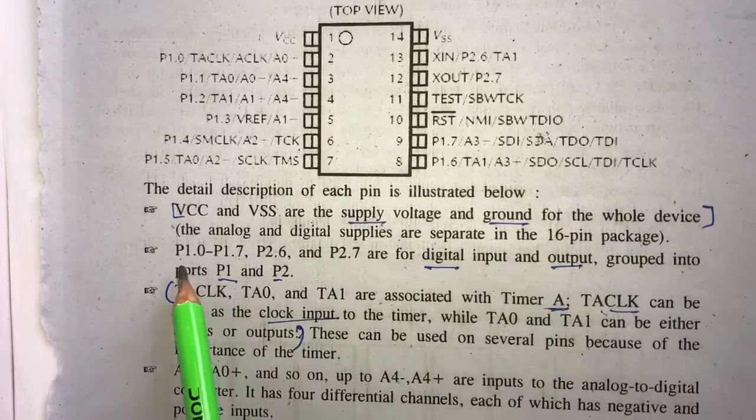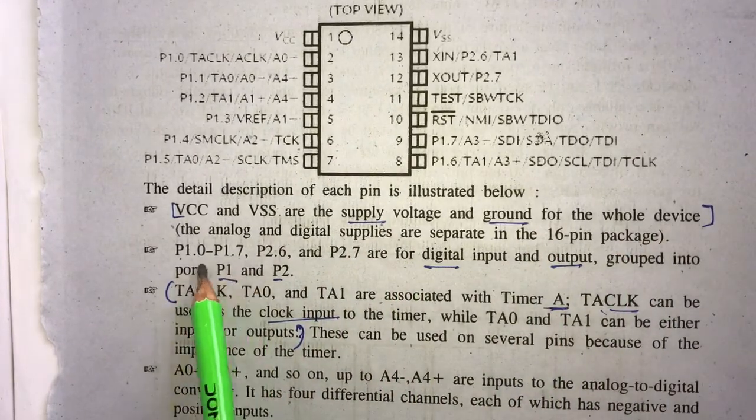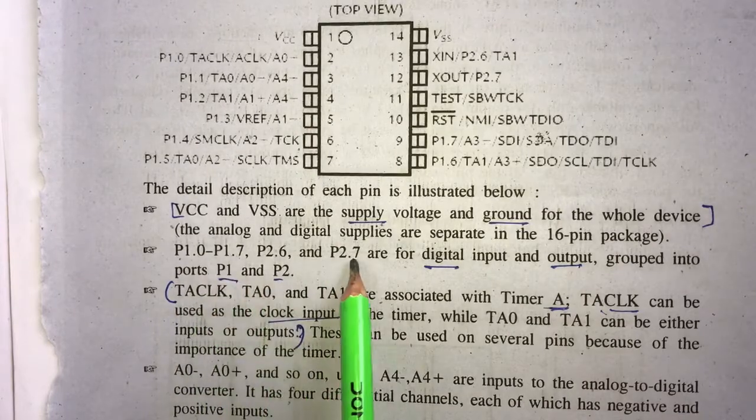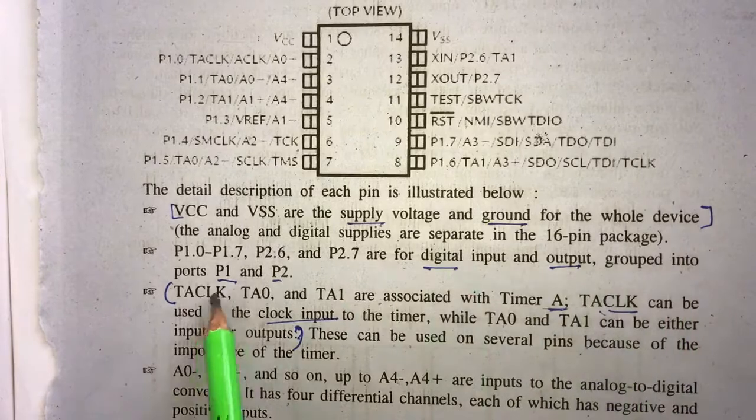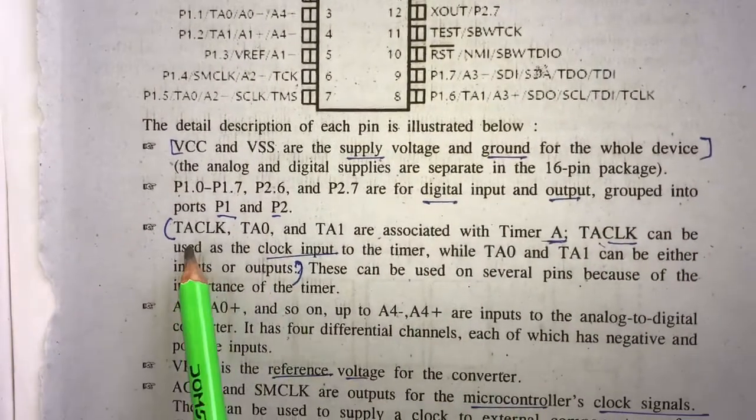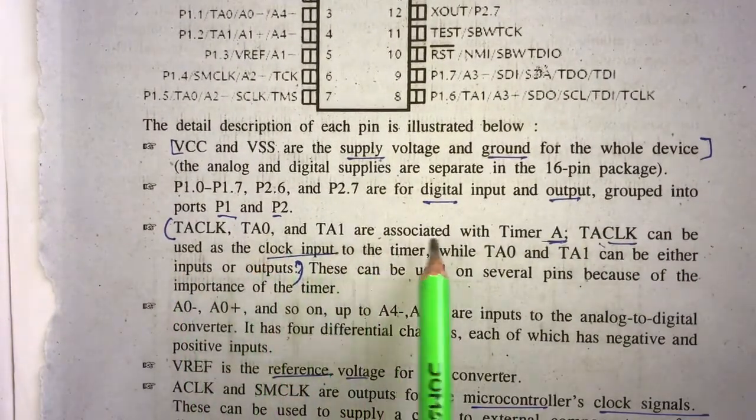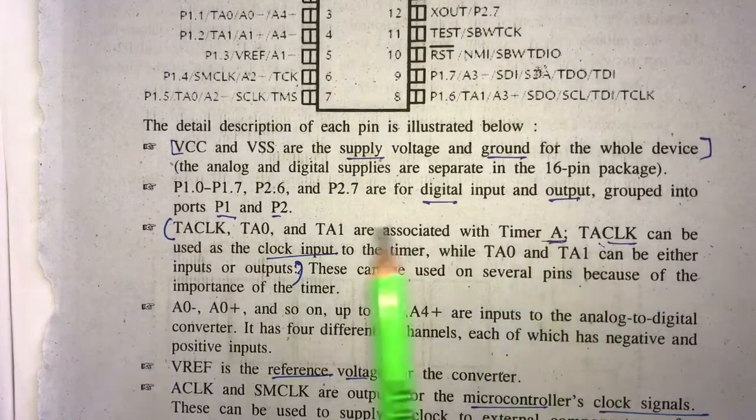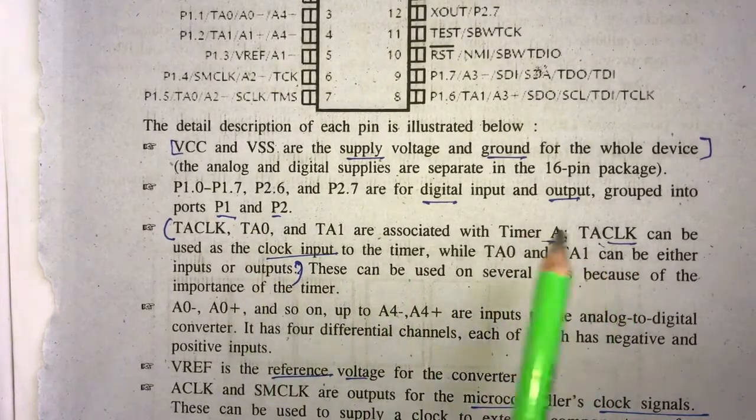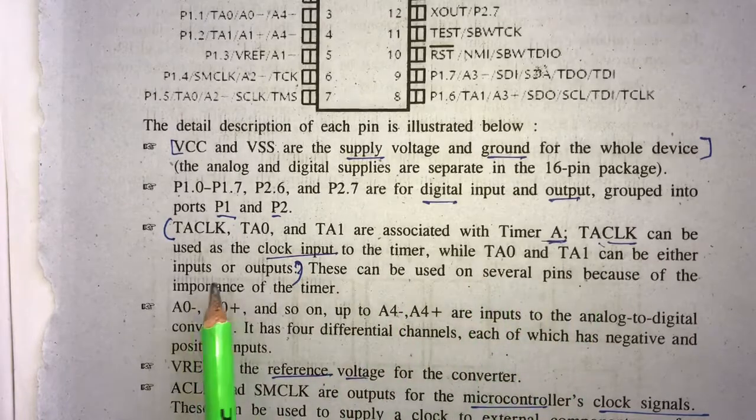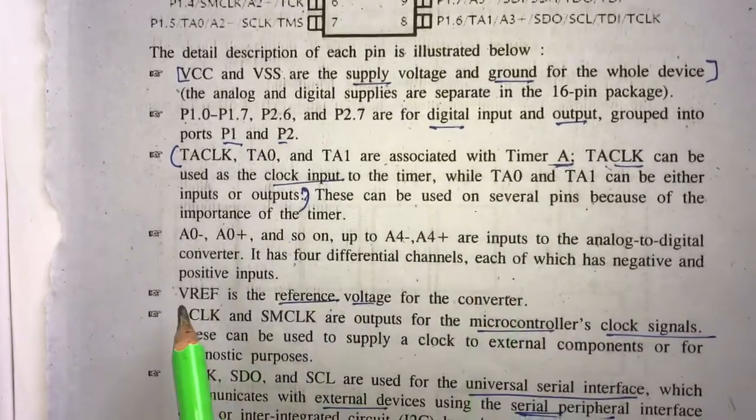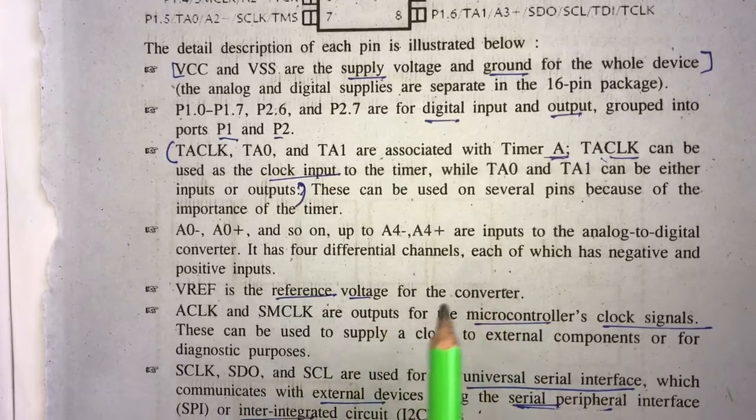Okay, and pins 1.0 to 1.7, that is port 1, and 2.6 and 2.7 are for digital input and output purpose, which are grouped as port 1 and port 2. TA clock, TA0, TA1 are associated with the timer A. TA clock is used as a clock input to the timer. TA0, TA1 work as input and output. And V reference is a reference voltage for the converter purpose.